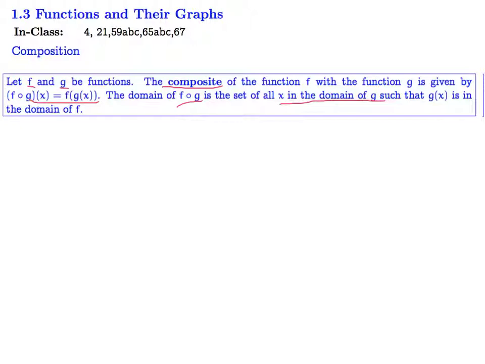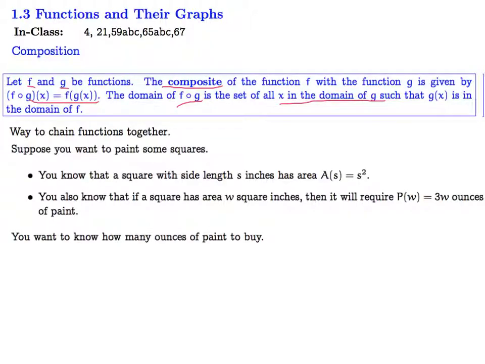I think this is best understood, of course, with an example. And what you hopefully see from the example is that this is just a fancy way to chain two functions together to get one function in the end. So suppose you're going to go and paint some squares. You've got some squares, they need to be painted. So you know two things.